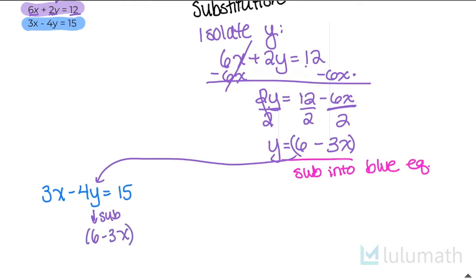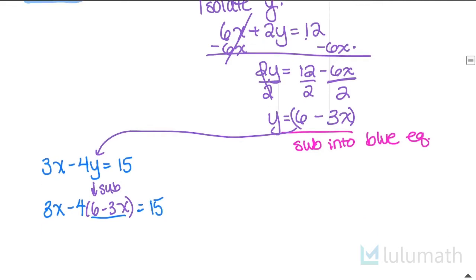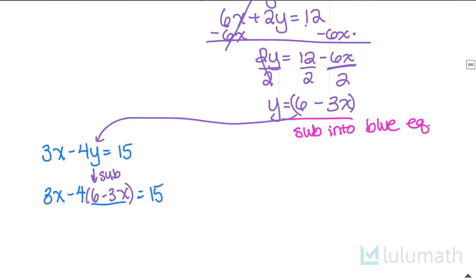Remember, the goal is to get to a point where I have an equation with just one variable that I can solve. So I'm going to copy down the 3x that we have right here. I'll do this in blue because it's not changing. So 3x minus 4, but now I'm going to substitute in the 6 minus 3x instead of y, equals 15. Well, now I have just one variable. So let's go ahead and continue solving this.